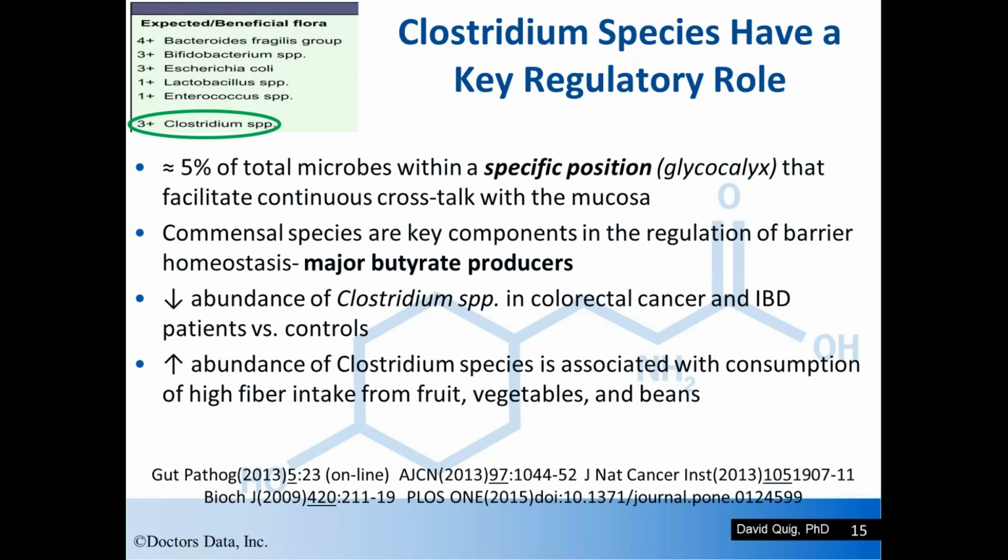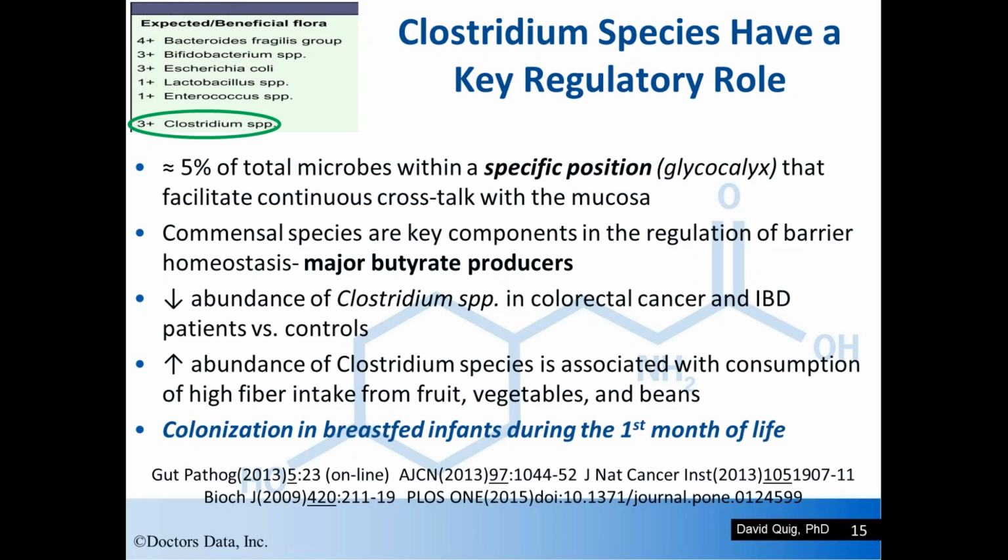Juxtaposed, we see increased abundance of Clostridium species, that is the commensal species, in association with the consumption of a high fiber diet, particularly consuming high amounts of fruit, vegetables, and beans. The most impressive thing about the Clostridium species that I hope will convince you that they are not all bad is the fact that during the first month of life, we see colonization of commensal Clostridium species in the guts of breastfed infants. Okay, that's pretty important.